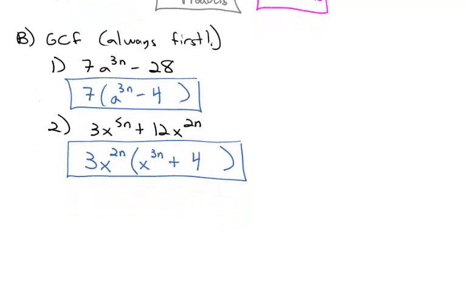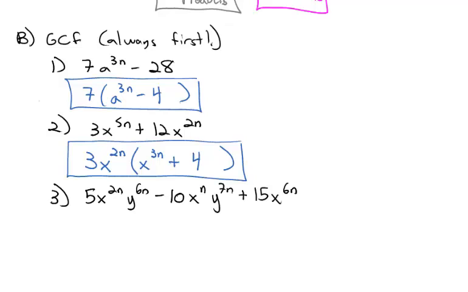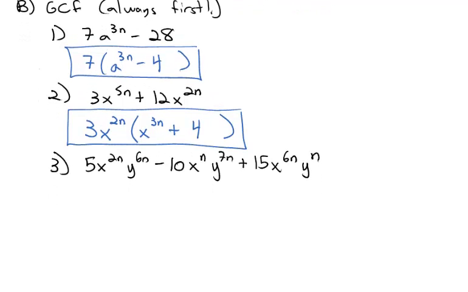Let's try one more GCF problem. Let's do 5x to the 2n, y to the 6n, minus 10x to the n, y to the 7n, plus 15x to the 6n, y to the n. With 3 terms, we see all 3 numbers, 5, 10, and 15, are all divisible by 5. So we're going to start by factoring out a 5.